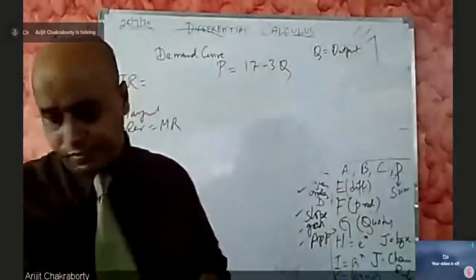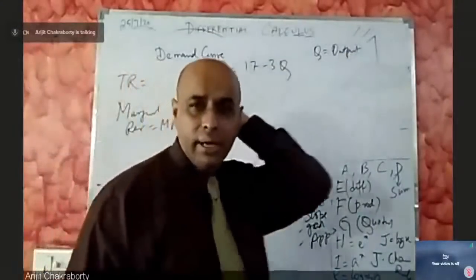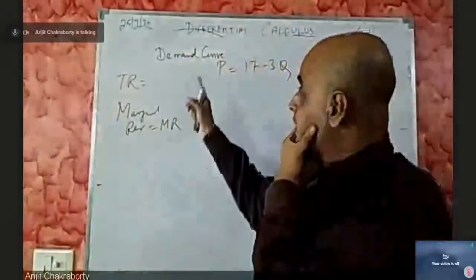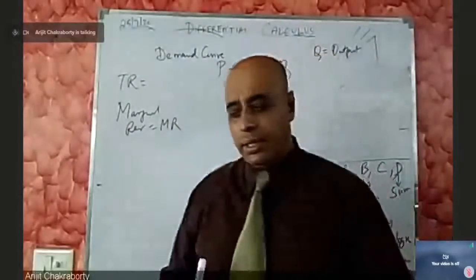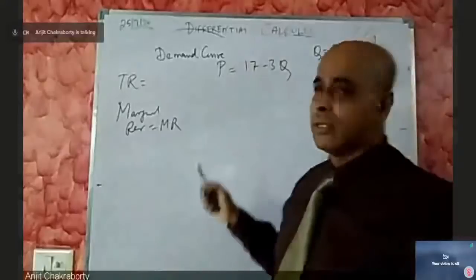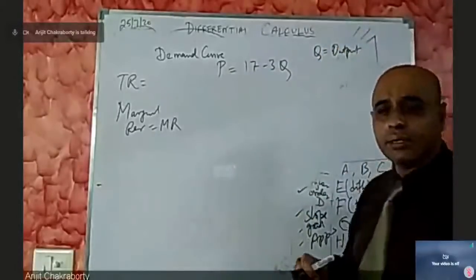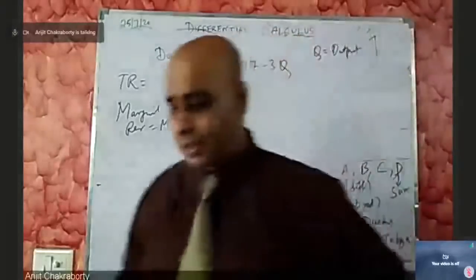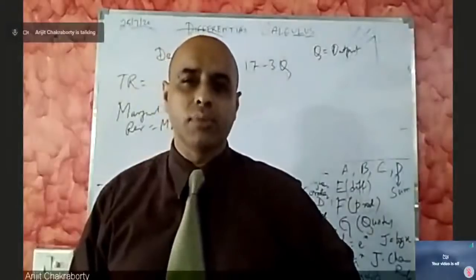First of all, 17 minus 3Q which you see here is what? It is basically the demand curve, the demand. And you can see that P and Q are related because the demand depends on the units of quantity you are producing as well as the price. Now the question is here, P of course is the price and Q is the quantity.